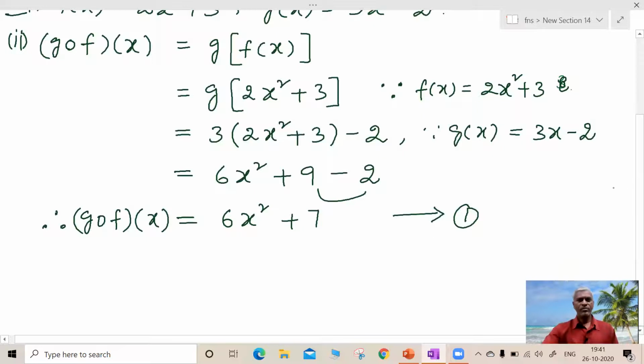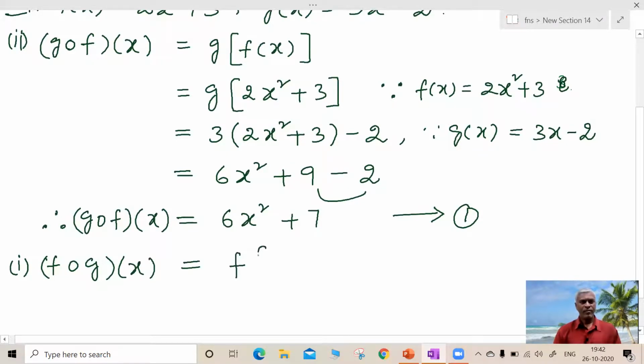And we can find f∘g. Now let us find the first one, f∘g(x). f∘g of x. I am breaking the circle and separating g(x).